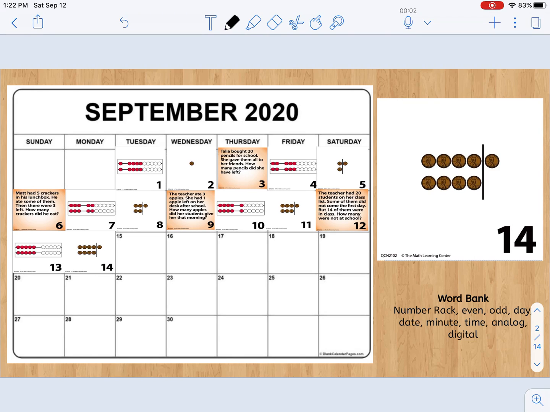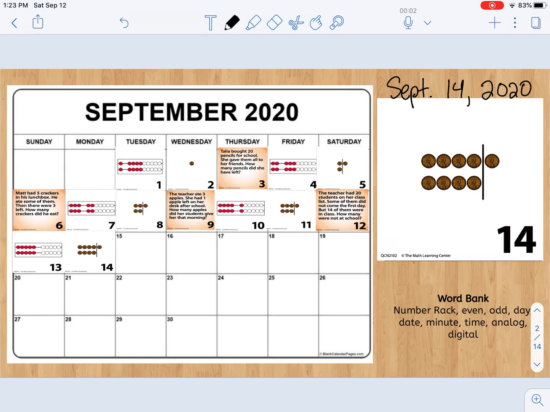Let's remember that we can abbreviate the month to write it in a shorter way by just writing S-E-P-T with a period. And today is the 14th day. We need a comma, and we're going to write the year at the end, which is 2020.